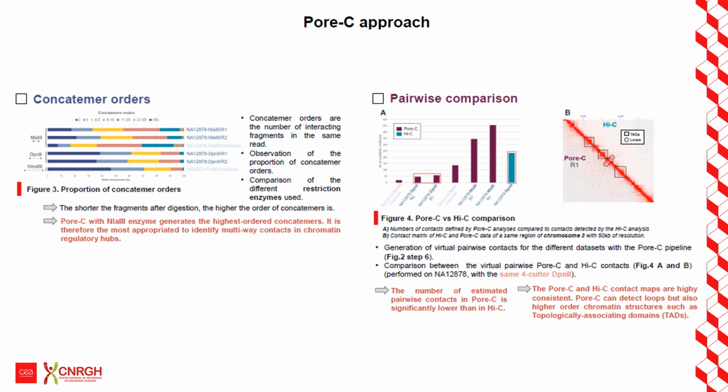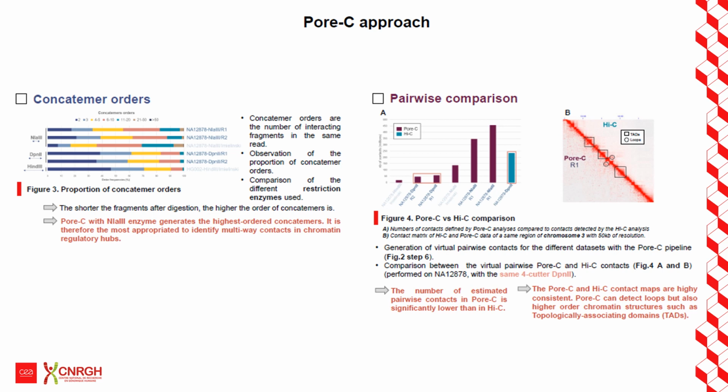We first studied the concatemer orders. We wanted to compare the proportion of concatemer orders in each sample. We observed that using NlaIII at the digestion step generated concatemers of higher orders. This more frequent cutting enzyme allows studying multi-way interactions implicating more than 20 regions.